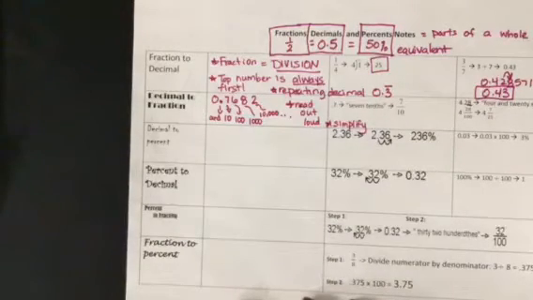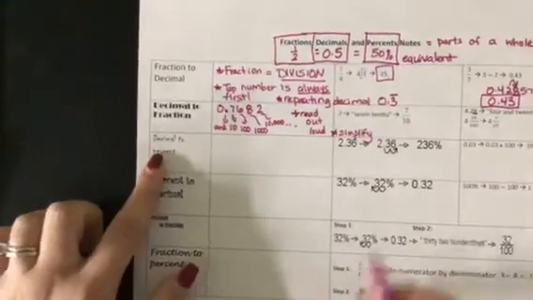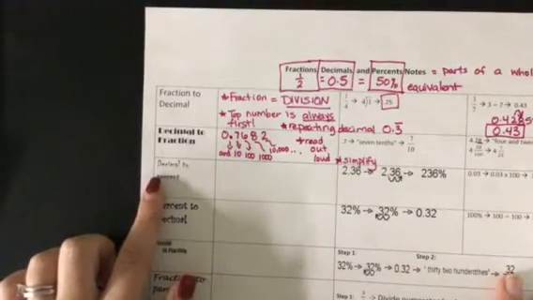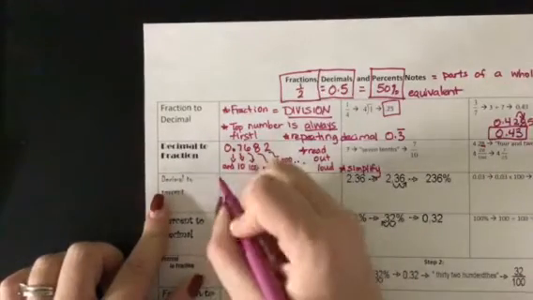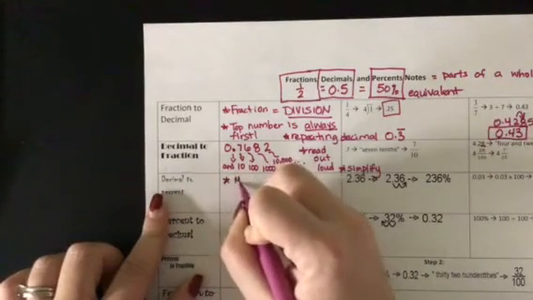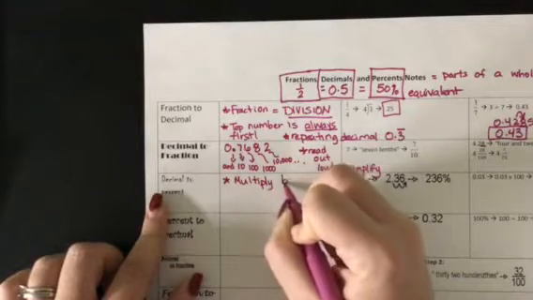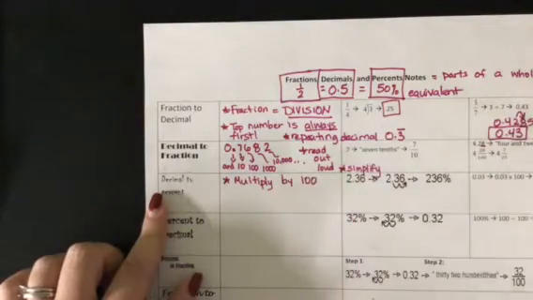Very simple. We know percent, the word percent means out of 100. So when we're doing things with percentages, we're always using the number 100 somehow. In this case, to turn a decimal into a percent, we are going to multiply by 100. Okay? So we have a decimal point. We want to turn it into a percentage.